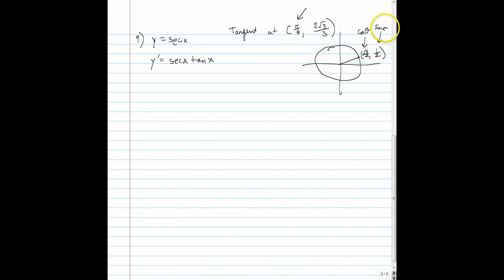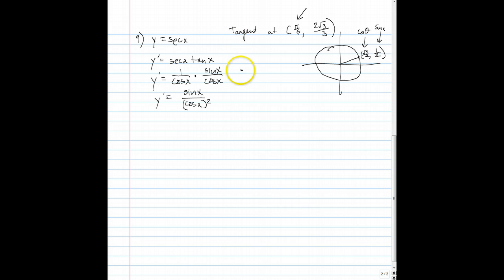But our derivative function is not listed in terms of cosine and sine. The good thing is we can rewrite this in terms of cosine and sine to make it a little bit easier. So we know that the secant of x is 1 over cosine of x, and we know that the tangent of x is sine x over cosine of x. So our derivative in terms of sine and cosine would be sine x over cosine x squared. Now that makes things a lot easier for us.